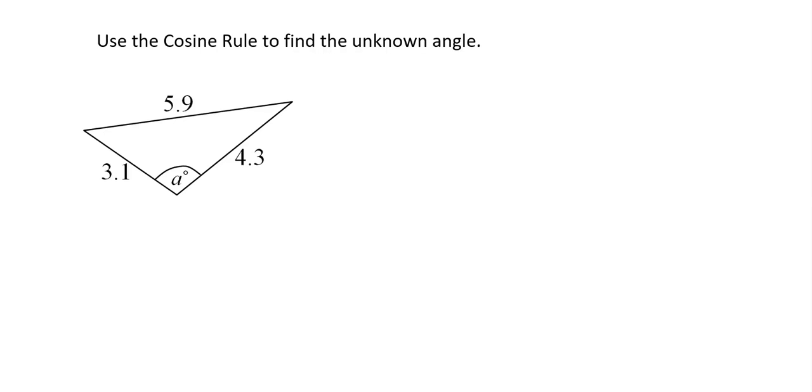In this example, I'm going to show you how to find an unknown angle using the cosine rule. First thing we do is we check that we can use the cosine rule on this triangle. We know the length of all three sides, so yes, we can.